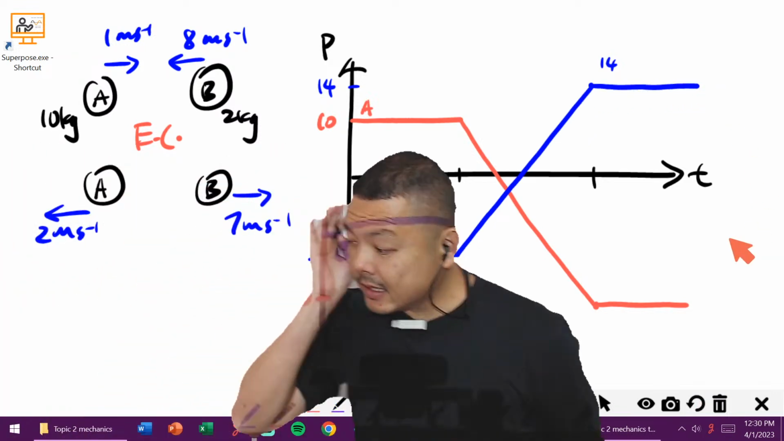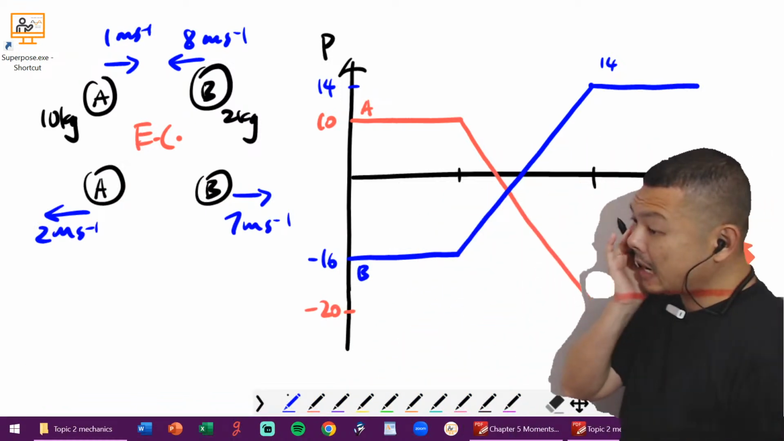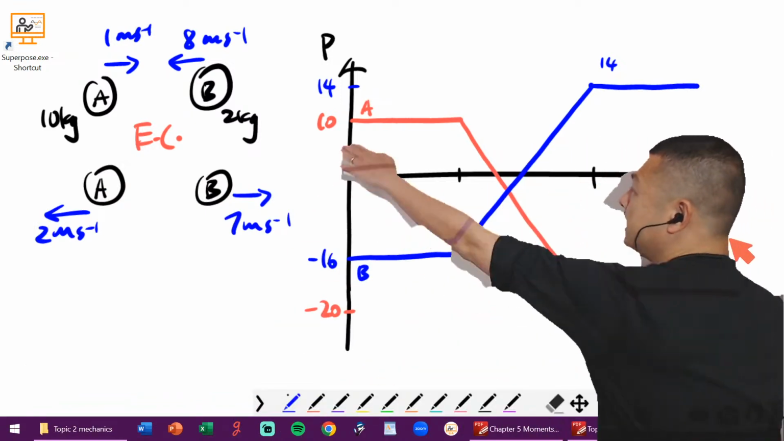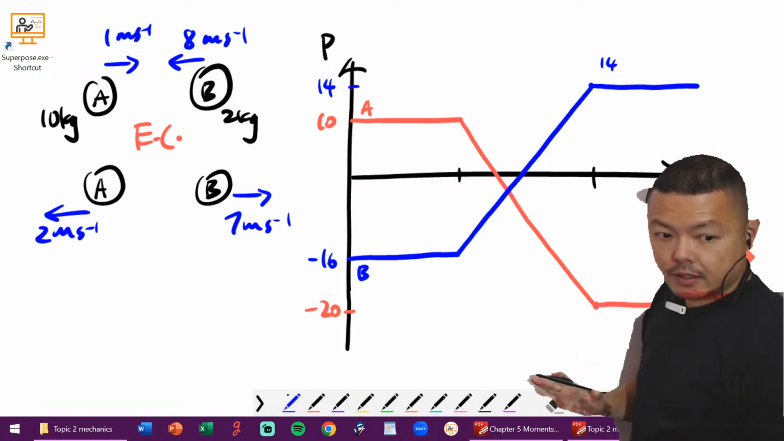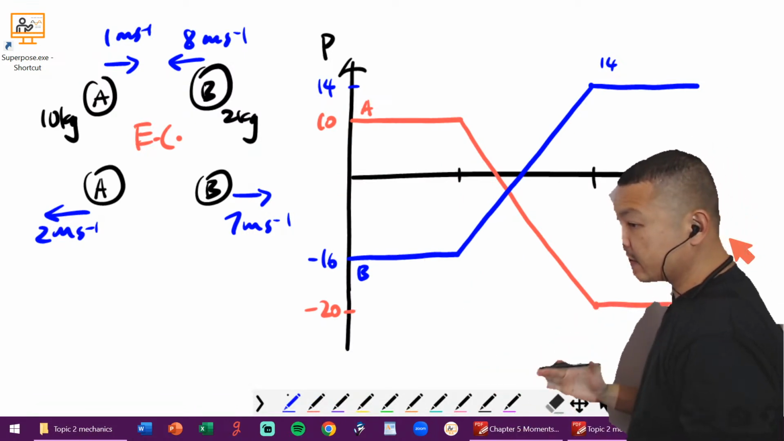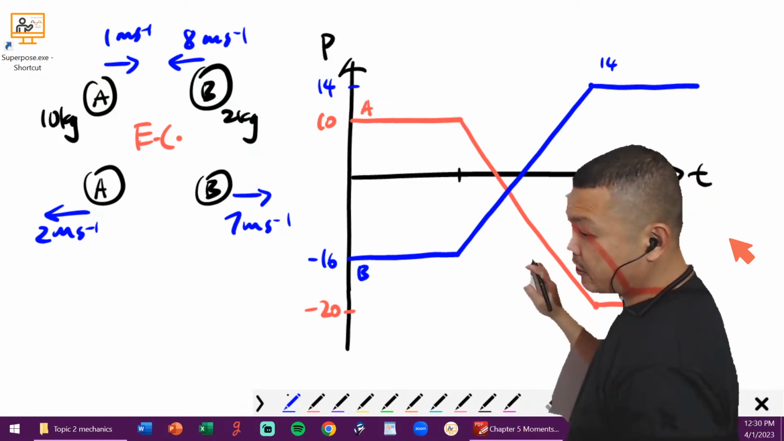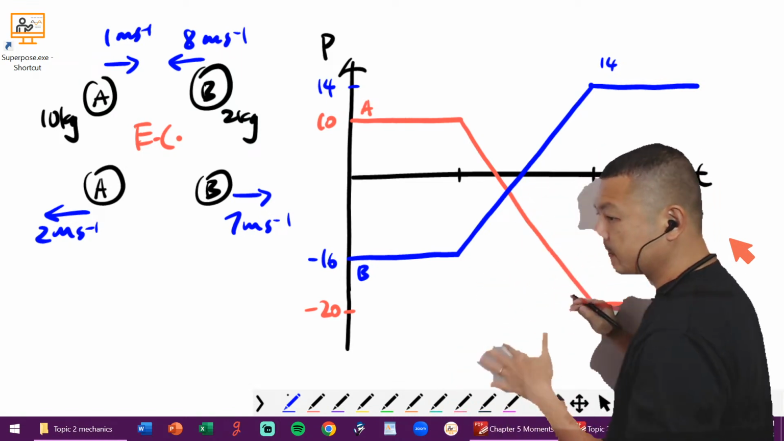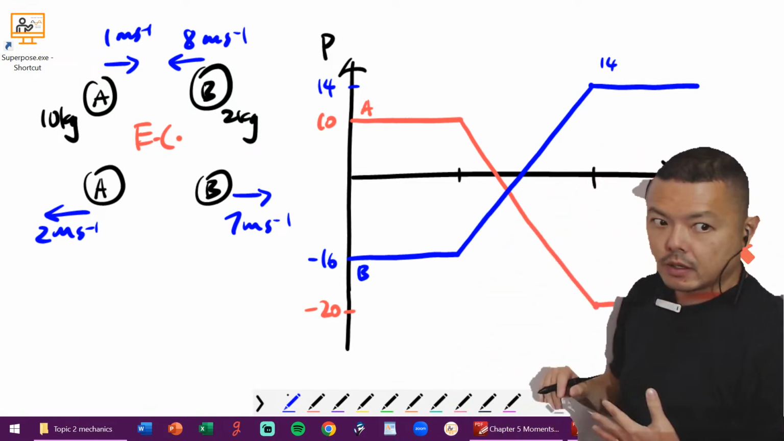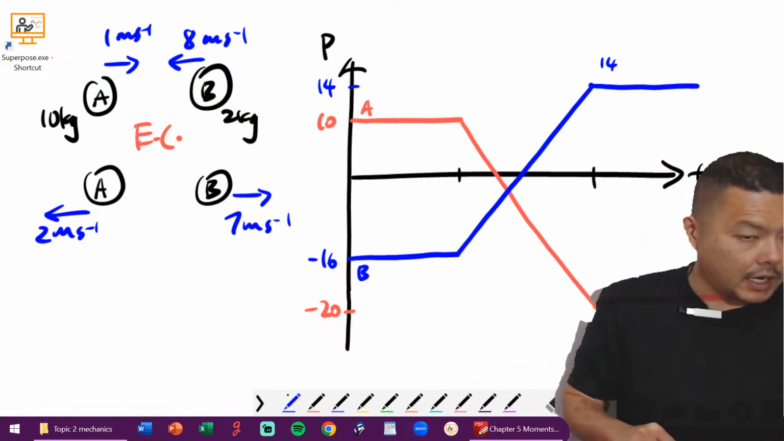You understand this? This is how it works, right? So A's momentum is here. This is not a velocity time graph. This is a momentum time graph. If they wanted you to draw a velocity time graph, they'll tell you, but I'm asking you to draw a momentum time graph. You okay with this? Yeah, okay, good.